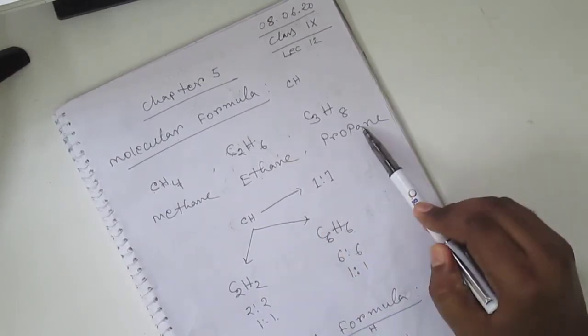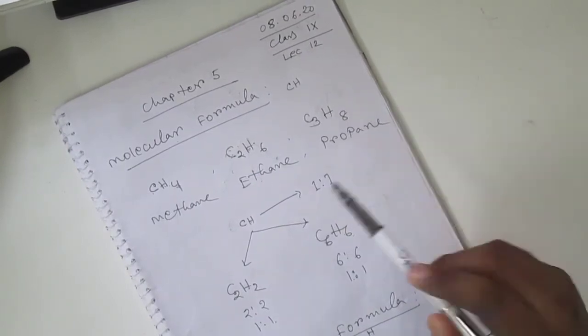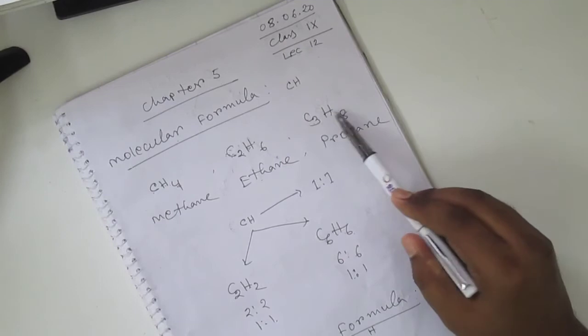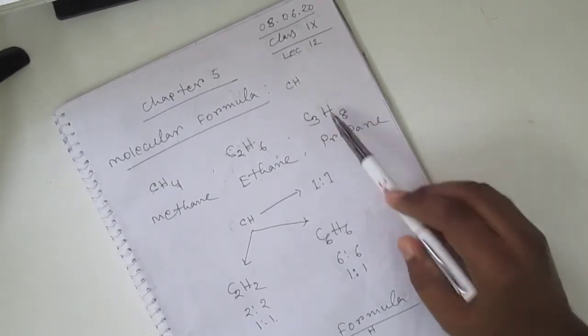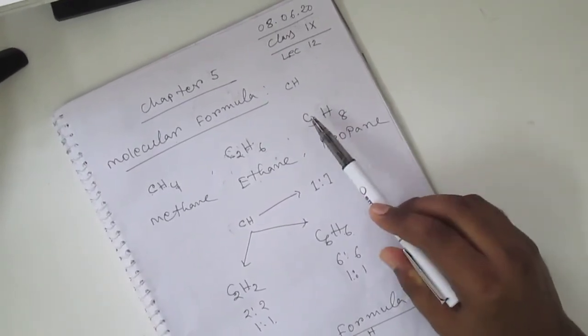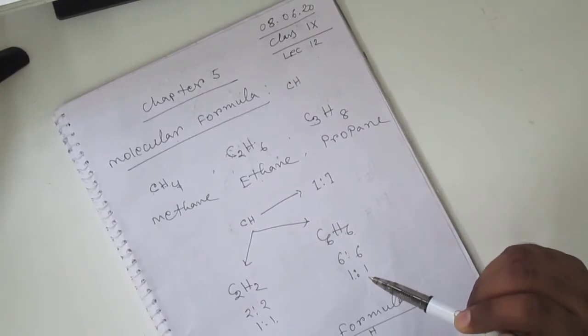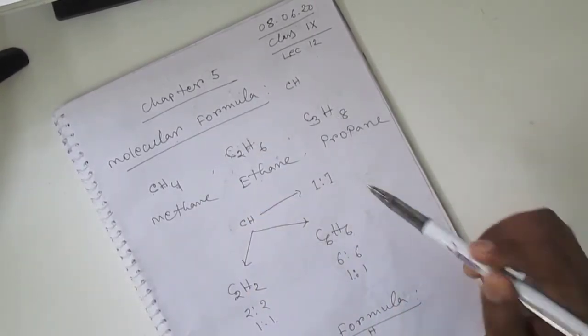In case of propane, like our book, C3H8, that means 3 atoms of carbon are attached with 8 atoms of hydrogen. So obviously the number of atoms should be given with each and every element. So in case of molecular formula, the number of atoms is a must.